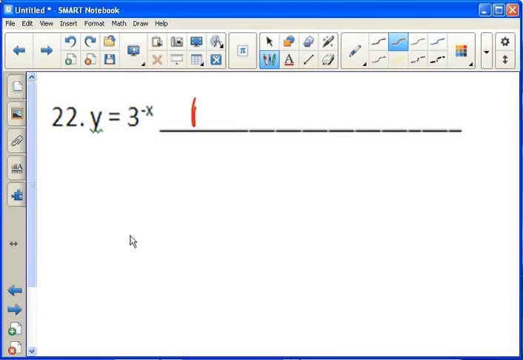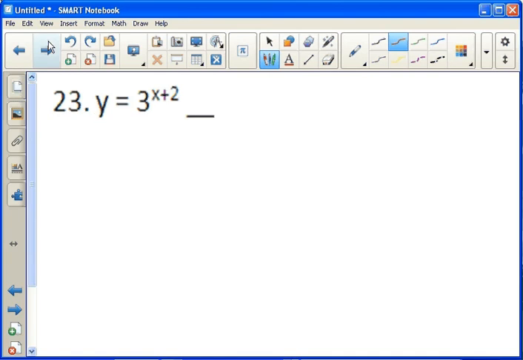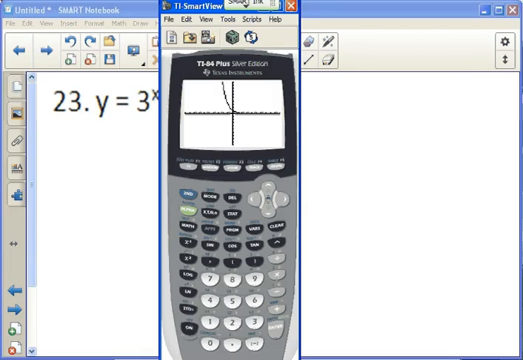And then for the last one, 23, let's look at what the other one would be. So I'm going to turn this one off and turn this one on and go to that graph now. That x plus 2 should have shifted it left 2. By adding 2 to the x, we're shifting it left 2. So that would clearly be B.